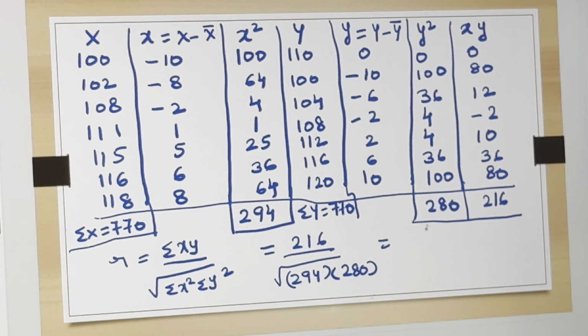When we are simplifying, the numerator is 216 and the denominator after taking the square root, all of you should get 286.91. Okay. So the final answer is 0.75.